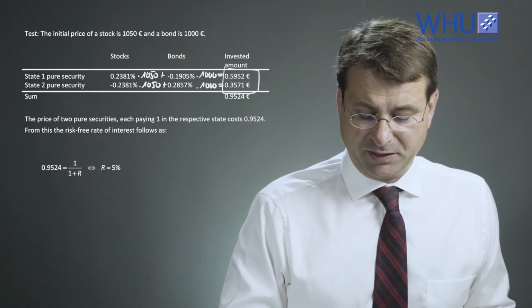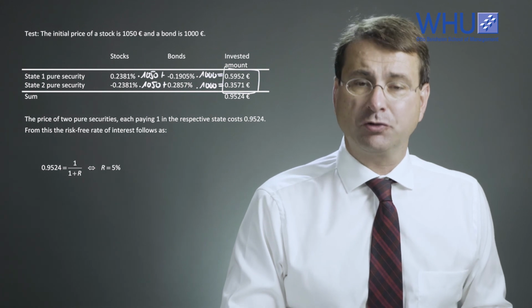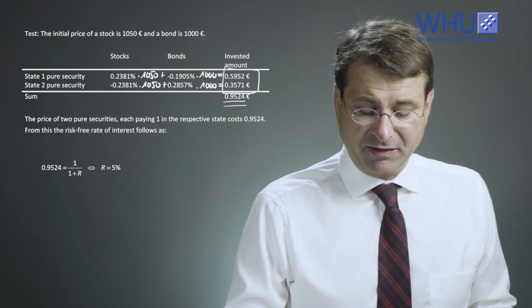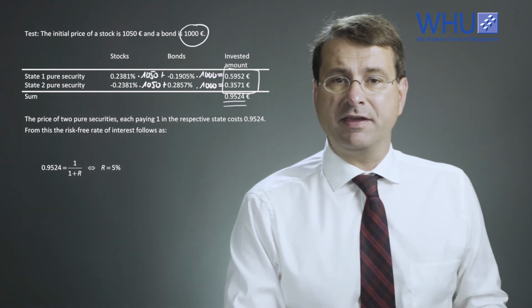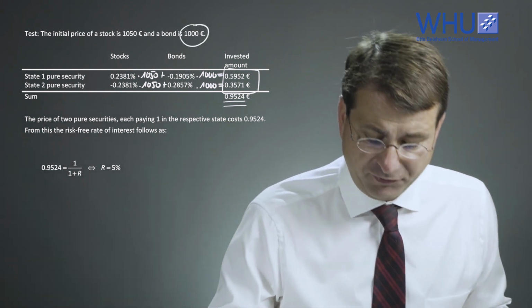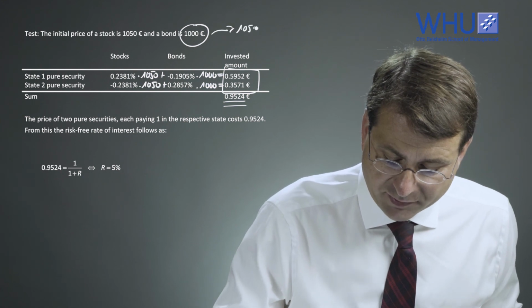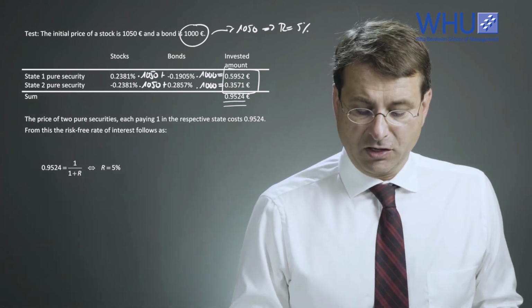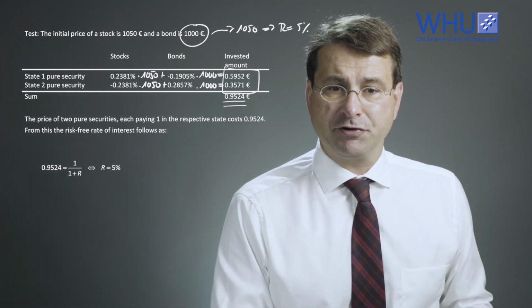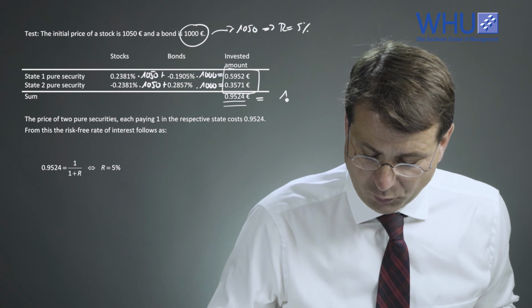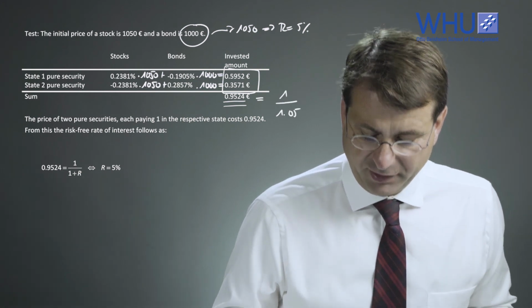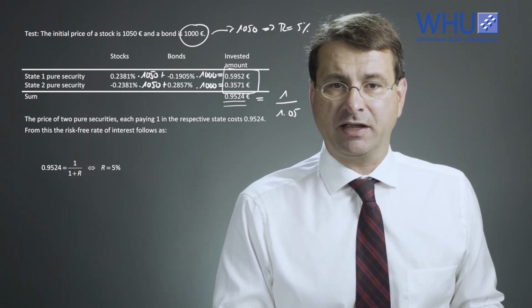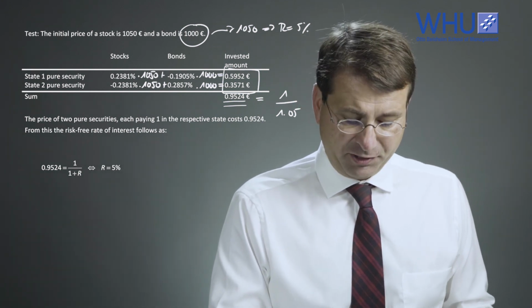The sum turns out to be 95.24 euro cents. Now, given that the bond price is 1,000 and that the payoff of the bond is 1,050, it is also quite clear that the risk-free rate turns out to be 5%. Now, the sum of the two pure security prices is exactly the same as 1 divided by 1.05. In other words, it is the discounted value of 1 euro which I get with certainty after one period.